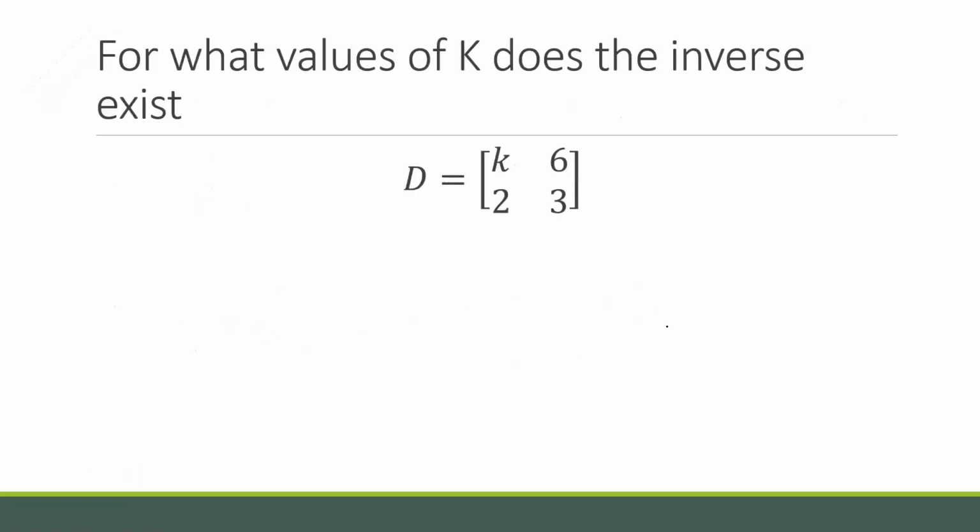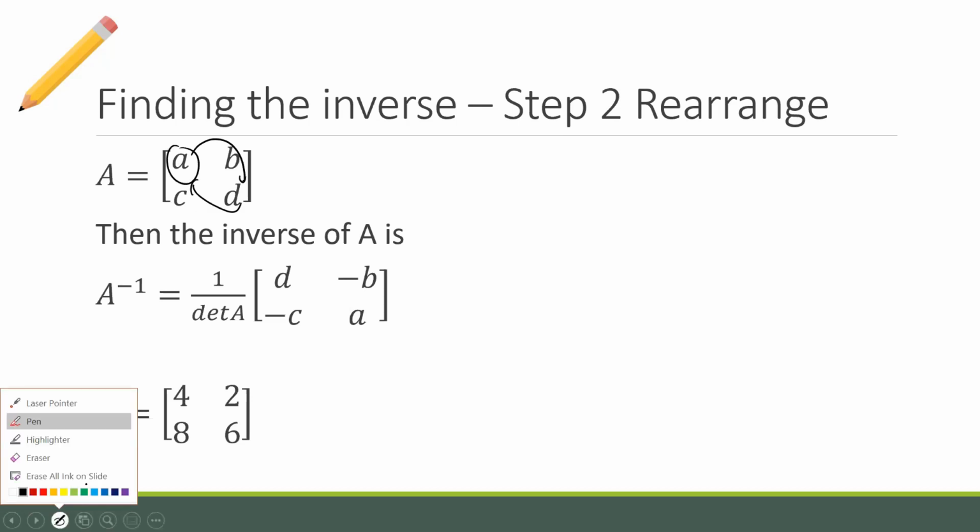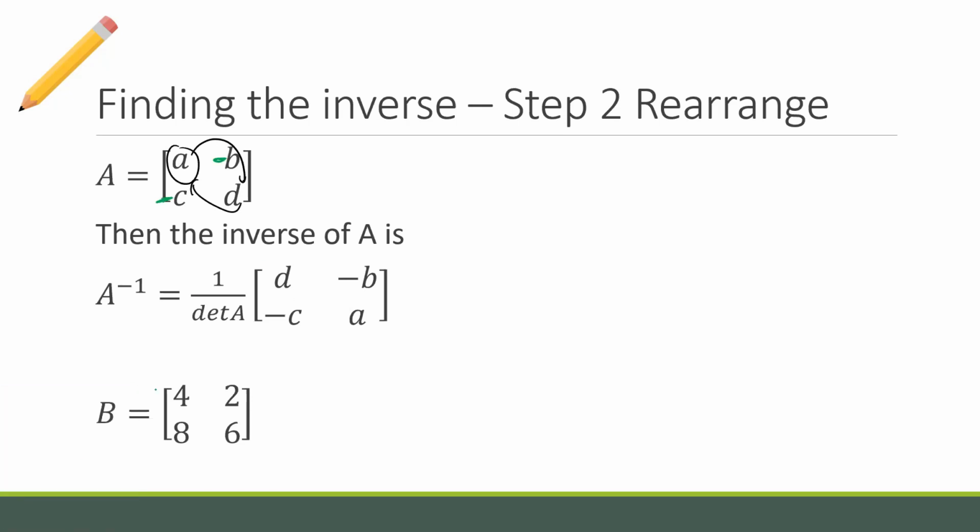Now, once you know the determinant, you can do the next step. The next major step is that you jumble these around. The A goes to where D is, and D goes to where A is. And then the B and the C become negatives. So that's how this becomes this. And the reason we need the determinant is because it goes out front.